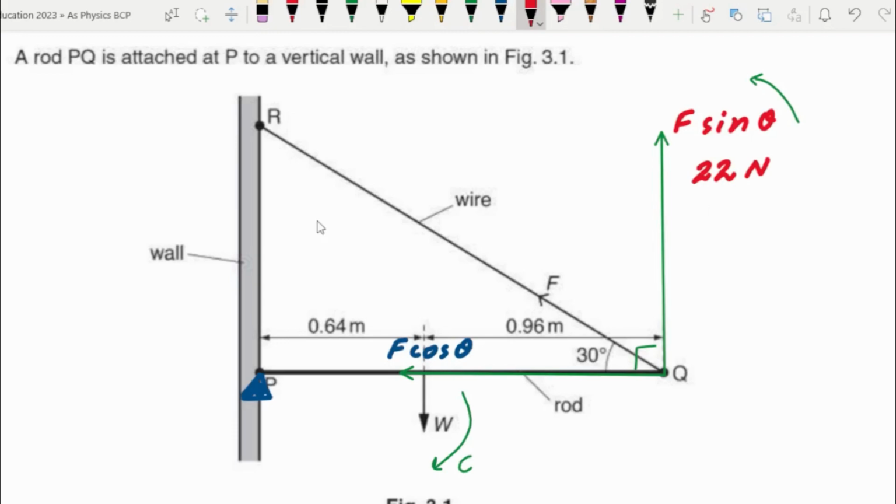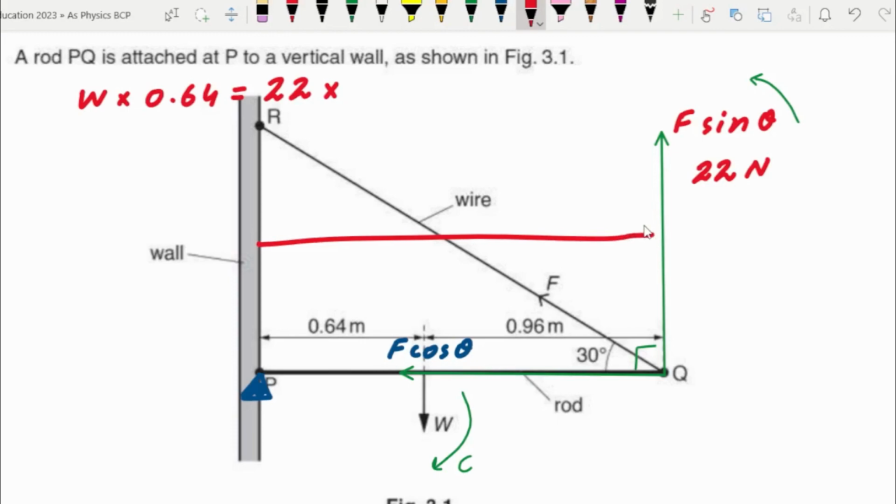Let us now apply the principle of moments. The clockwise moment would be W times the perpendicular distance of that force W from the pivot, which is 0.64, given over here. So W times 0.64. That's all for the clockwise. And for the anti-clockwise, what do we have? We have the force of 22 times the perpendicular distance of that force from the pivot.